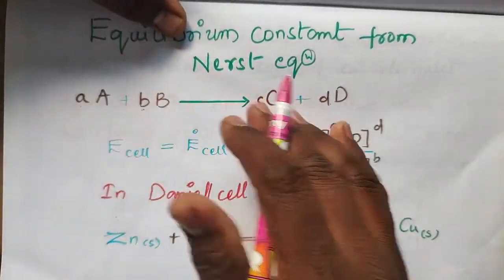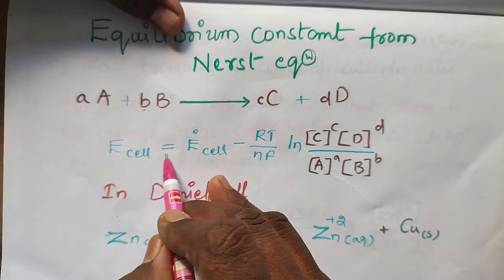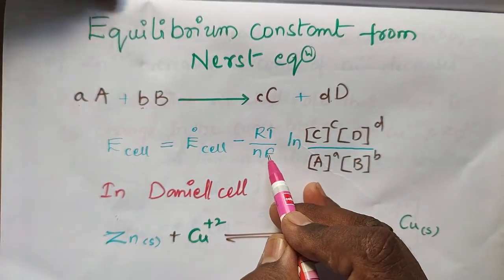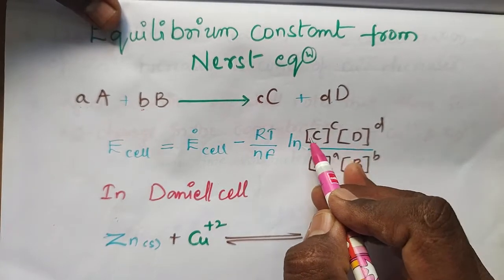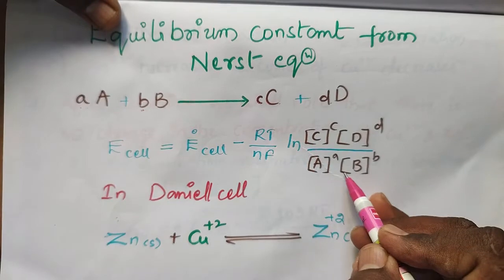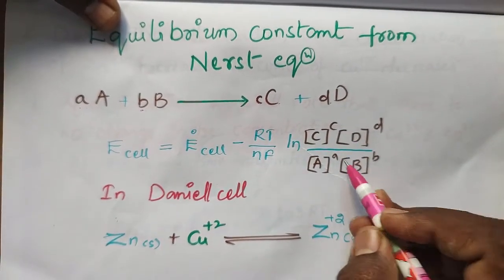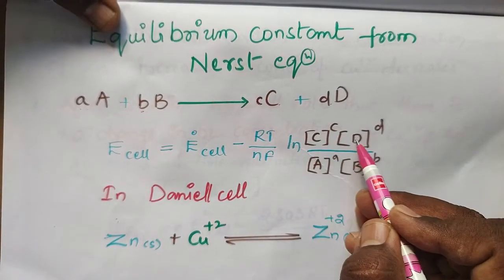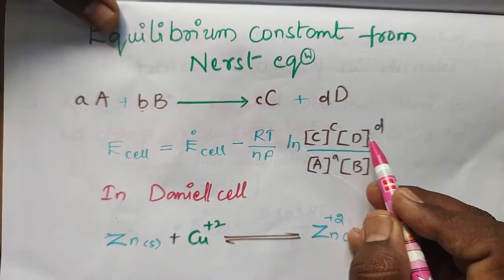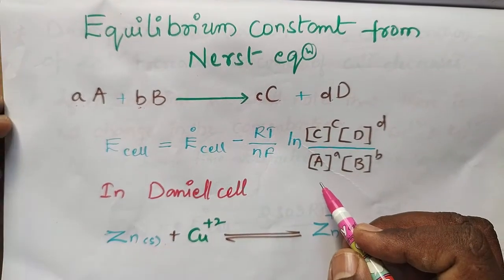So for this reaction we write the equation: E cell equals E naught cell minus RT by nF ln of the concentration of products by the concentration of reactants. We take the concentration of C to the power c, D to the power d, over A to the power a, B to the power b. So these are stoichiometric coefficients. We write it this way for any chemical reaction.